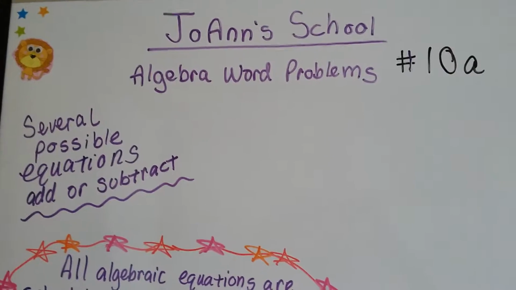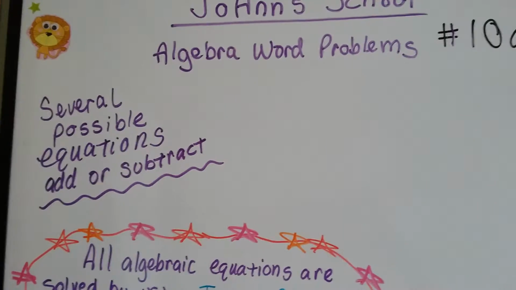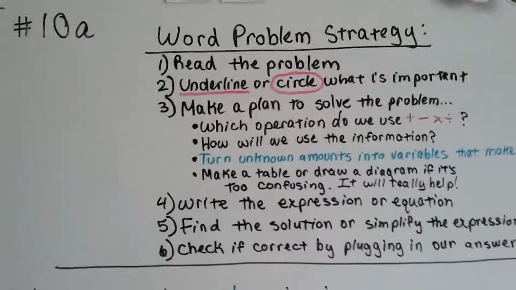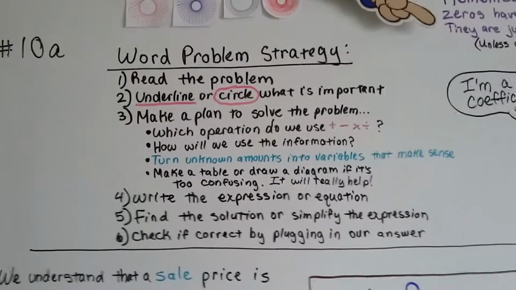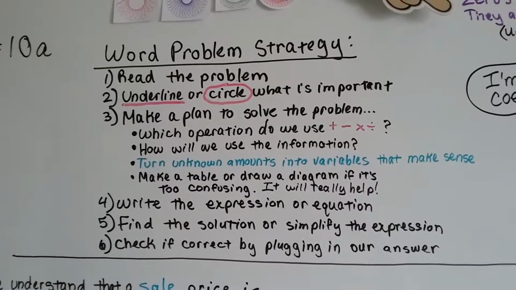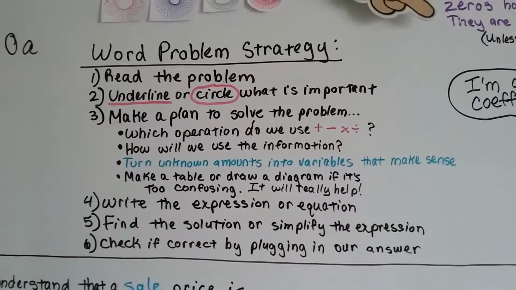Algebra Word Problems, number 10A, several possible equations, addition or subtraction. We've been doing word problems, and you know I have a strategy that we have to read the problem. If it's a word problem, we're going to want to underline or circle what's important. We need to make a plan of how we're going to solve it.